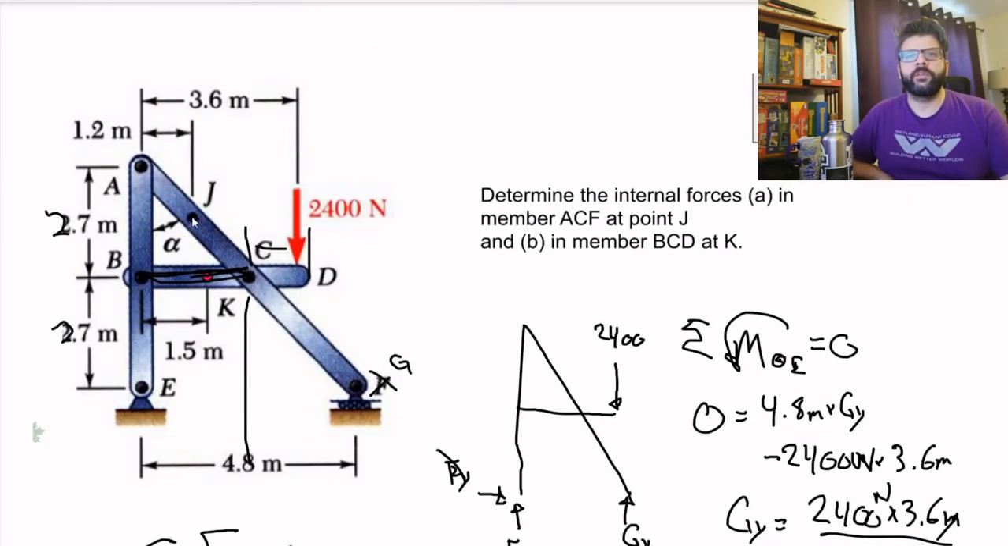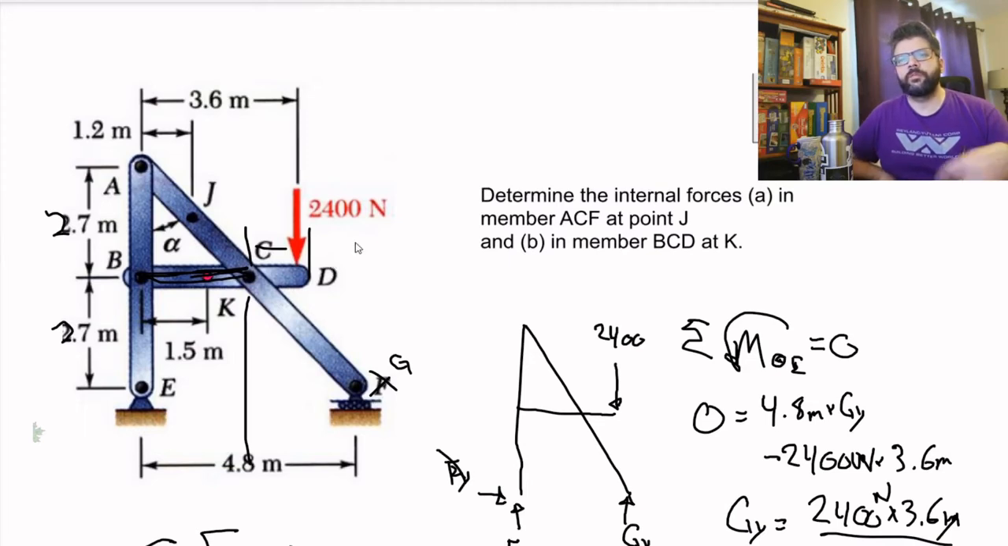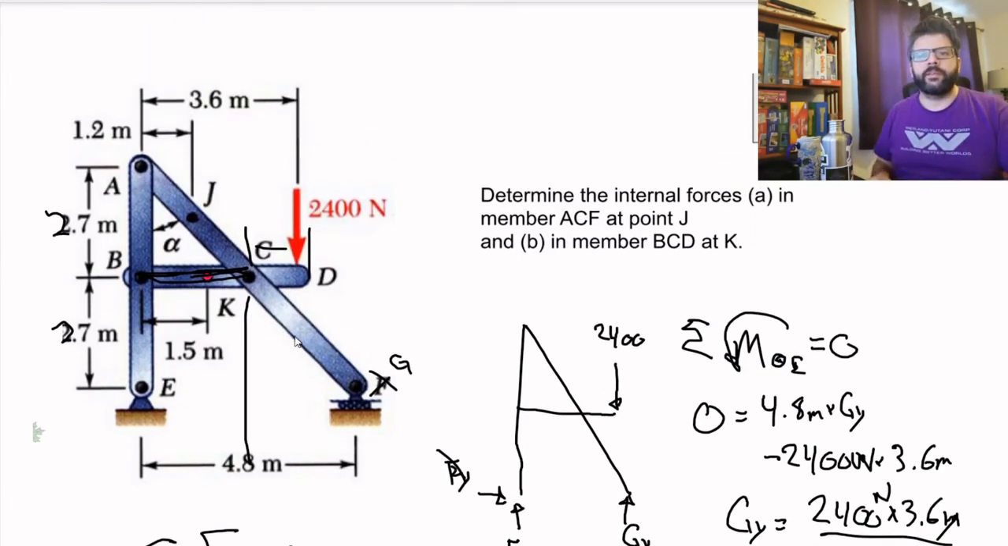The other point they asked us for is here at J. So what I'm going to do is draw J, and lay it flat, rotating the axes and the plane of reference we're looking at it in. First, let's figure out this angle. Inverse tan of 5.4 divided by 4.8. That is 48.4 degrees.